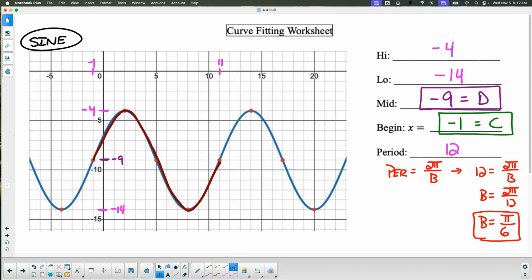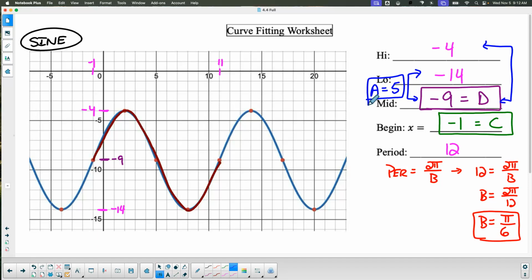Our distance from here to here, or from here to here, is how much? What's that distance? 5? So that is my A value.